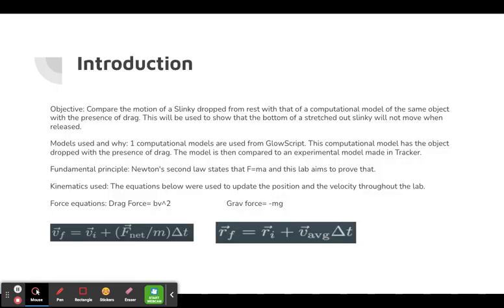Slinky. Introduction. The objective here is to compare the motion of a slinky dropped from rest with that of a computational model of the same object with the presence of drag. This will be used to show that the bottom of a stretched out slinky will not move when released.